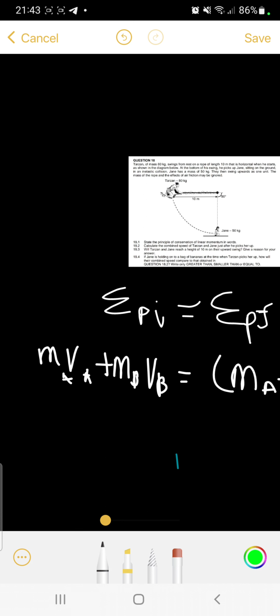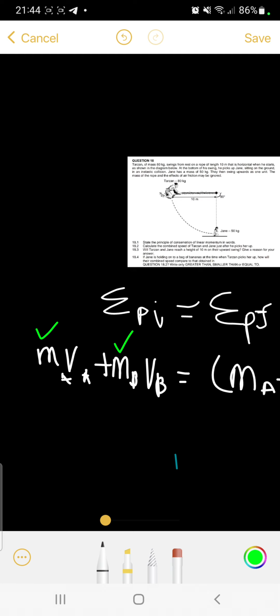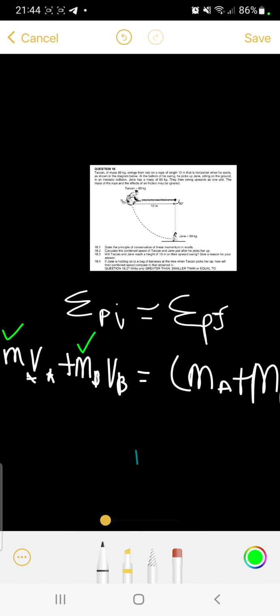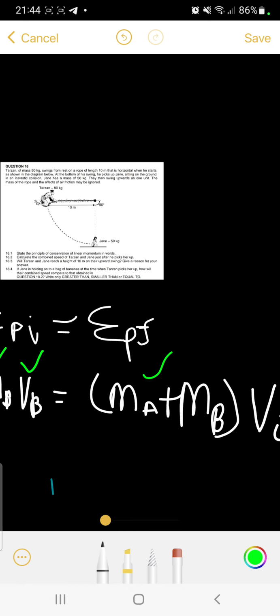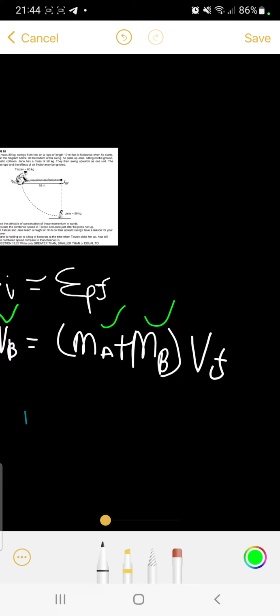So the mass of A, let's say A is Tarzan. We have the mass of A. The VA, we do not have. The mass of Jane, we have that. The initial velocity of Jane, we also have that, because we know that she was just sitting, and if she's sitting, it means the velocity is 0. So we have that as well. Both of the masses we have, but also this is what we're calculating, VF.